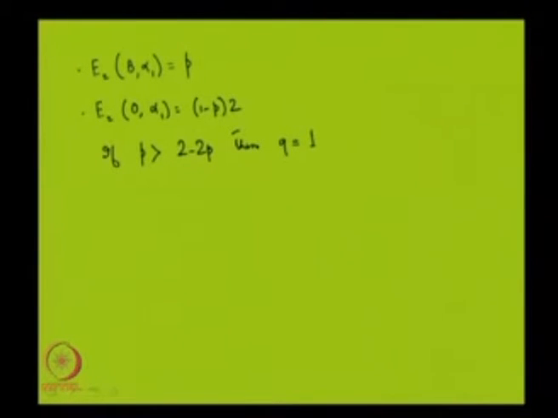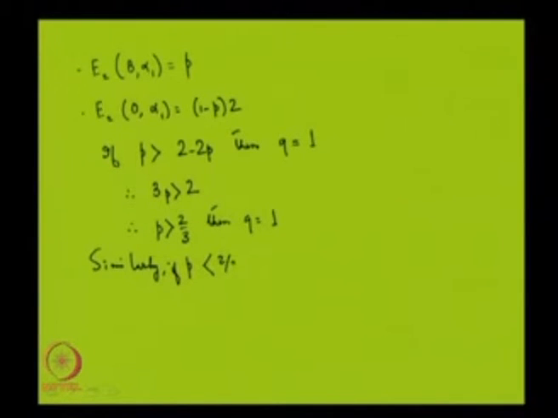So, Q is equal to 1, and what does this mean? It means 3P is greater than 2, or P is greater than 2/3. So, if this happens, then Q is equal to 1. Similarly, I can deduce that if P is less than 2/3, Q will be equal to 0. If P is equal to 2/3, Q can take any value between 0 and 1.